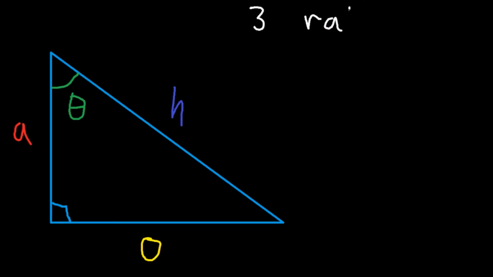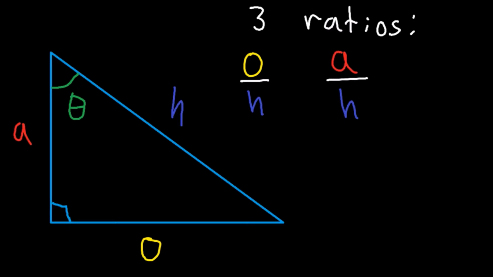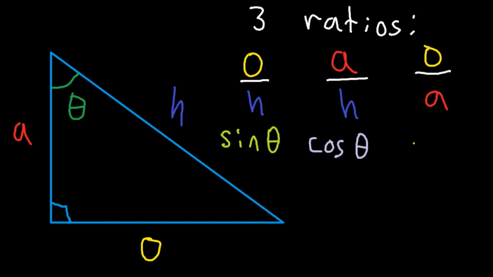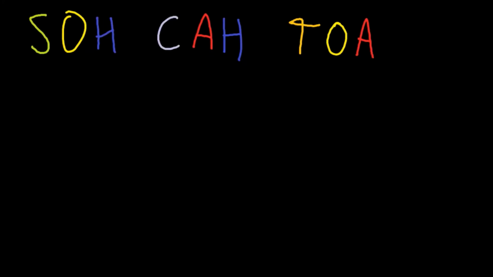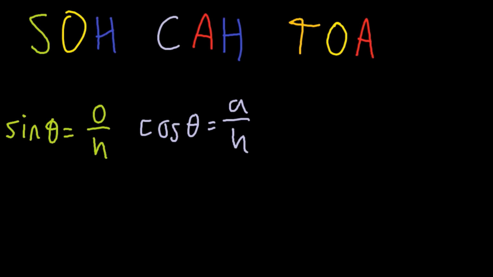There are three ratios we can compare: the opposite to the hypotenuse, the adjacent to the hypotenuse, and the opposite side to the adjacent. These ratios are called the sine of the angle, the cosine, and the tangent, respectively. As a short form, people refer to this as SOHCAHTOA, to remember that sine handles opposite over hypotenuse, cosine is adjacent over hypotenuse, and tangent is opposite over adjacent.